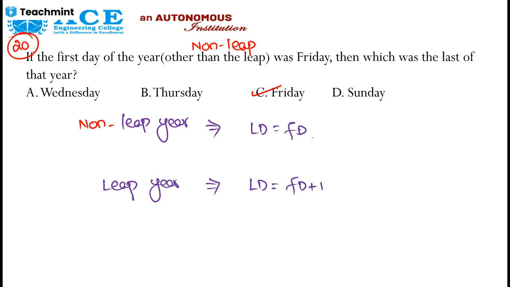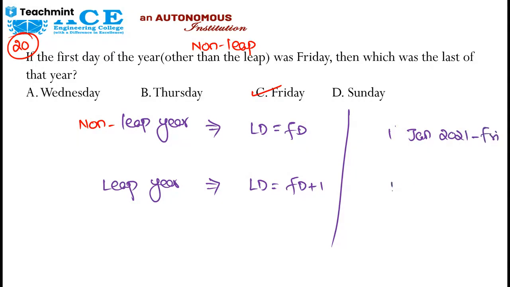Right. Now, see this. Last day is first day plus one. Fine, good. Now, my dear friends, in this scenario, take one non-leap year, for example, 1st January 2021. 1st January 2021 is a Friday.